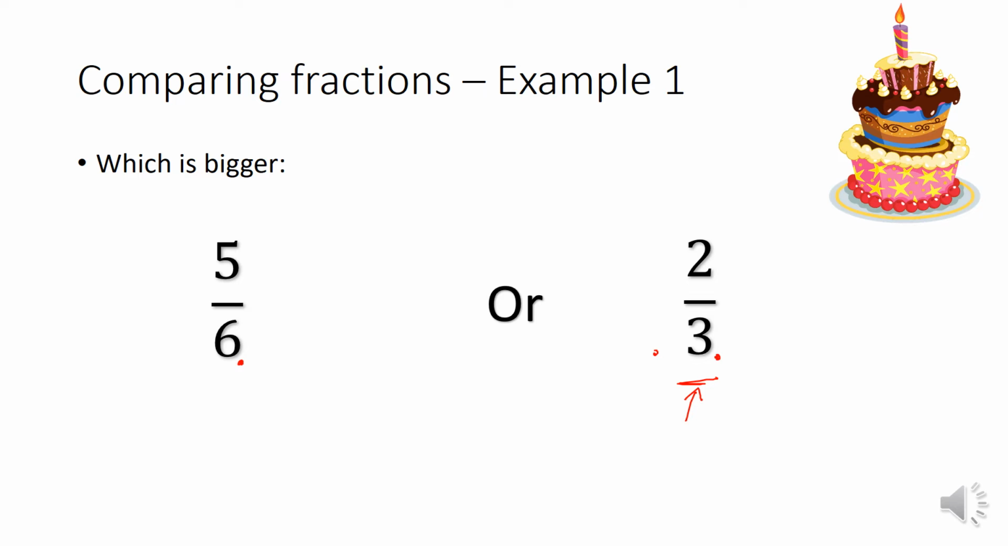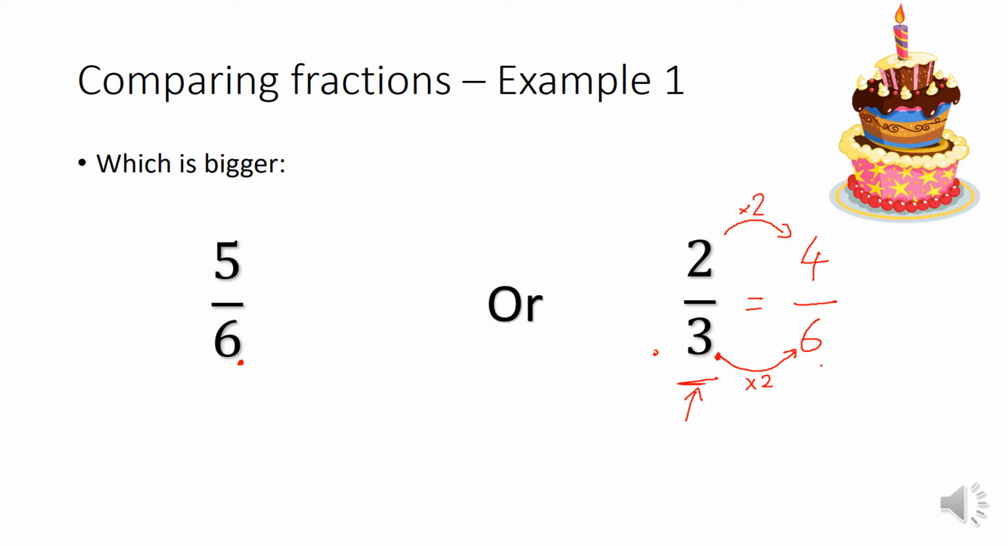So have a think about that. So what could we times 3 by to get 6? If we times it by 2, that would give us 6 on the denominator here. But it wouldn't be equivalent unless we also times the top of the fraction by 2. So when we do equivalent fractions, you've got to do the same with the top and the bottom. So we've also got to times the top of the fraction by 2. So we've got 4/6. And here we've got 5/6.